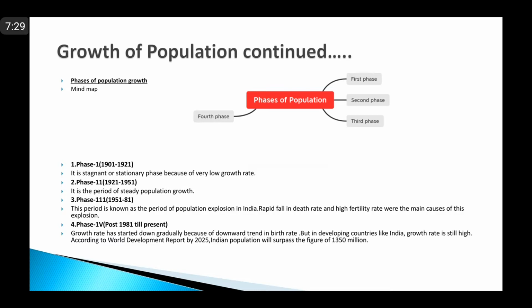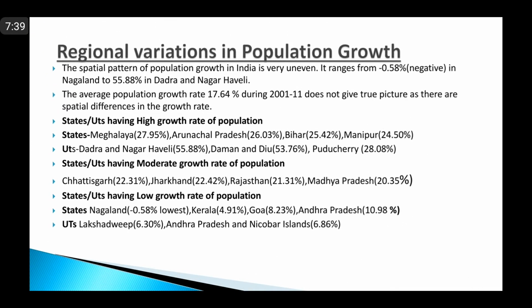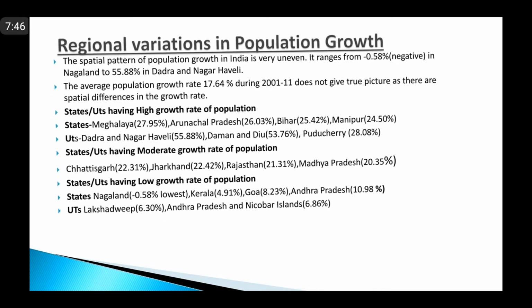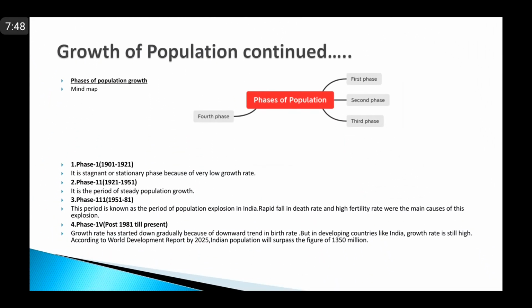Well, the last phase is 1981 to 2011 or till date. The total population of India increased substantially in this period too. During the decade of 1981 to 1991, about 160 million people were added, and another about 181 million during the next decade.